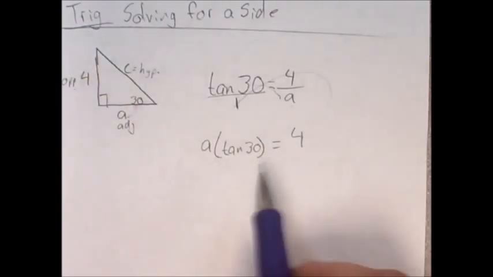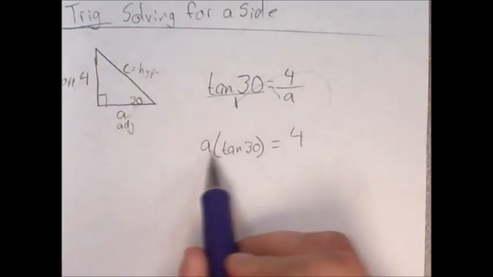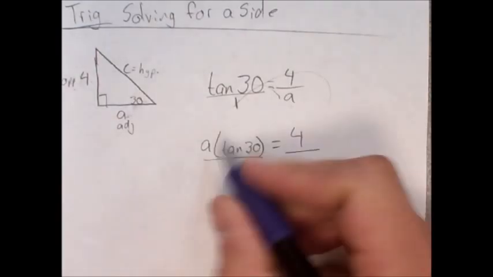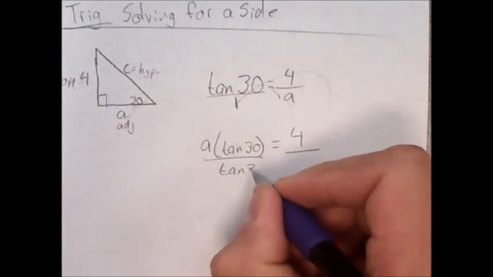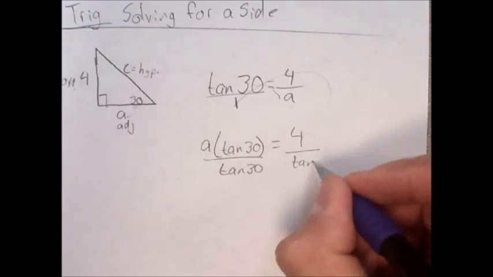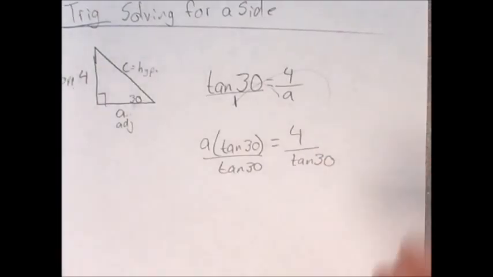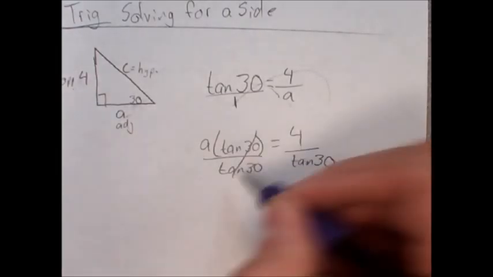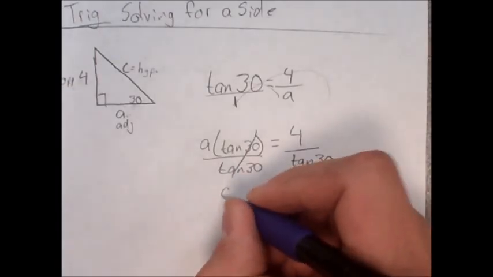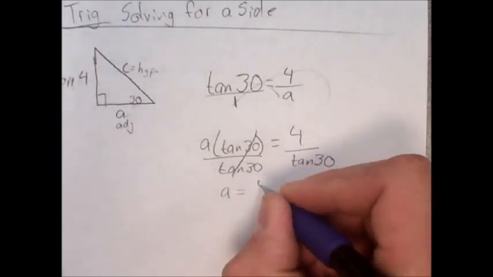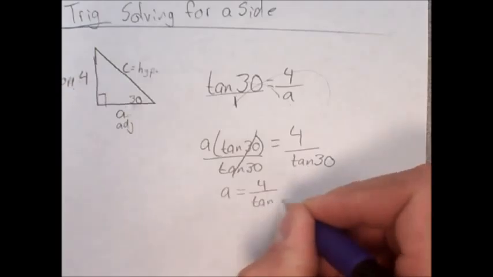Now, how am I going to get A by itself? Because it's being multiplied, I'm going to have to divide. I'm dividing by tangent of 30. The reason I don't just convert tangent of 30 to a number is because most of the time there's a really long slew of numbers, and you don't want to approximate on anything. After the tangents cancel out on this side, A is equal to 4 divided by tangent of 30, and I can just type that into my calculator.